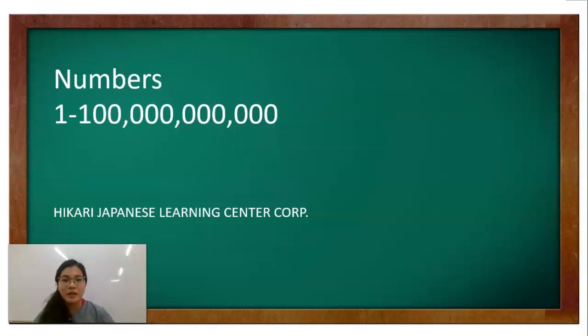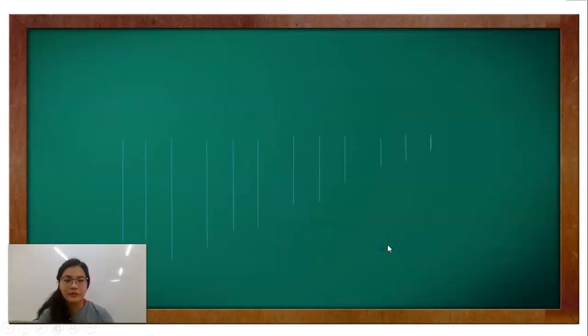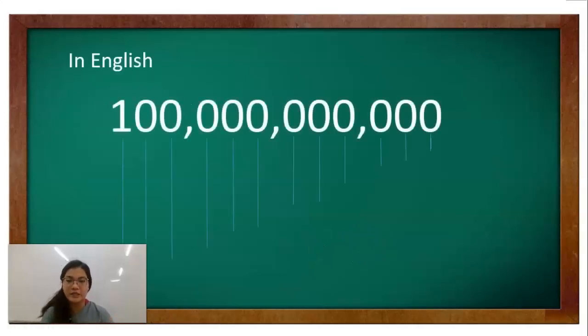For today's lesson, pag-aaralan natin kung paano magbilang in Japanese. This is from 1 to 100 billion. Okay? So are you ready? Ja hajimemashou. Okay, so let's start from this figure in English. Okay, so this is 100 billion in English.